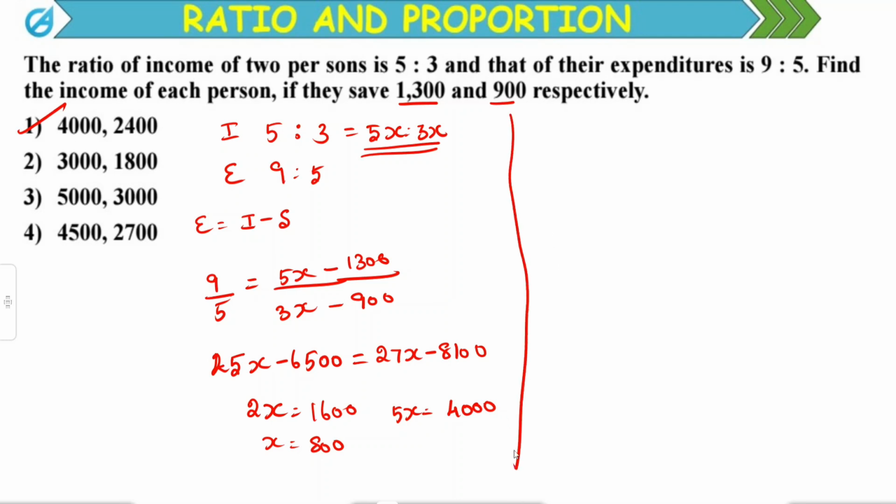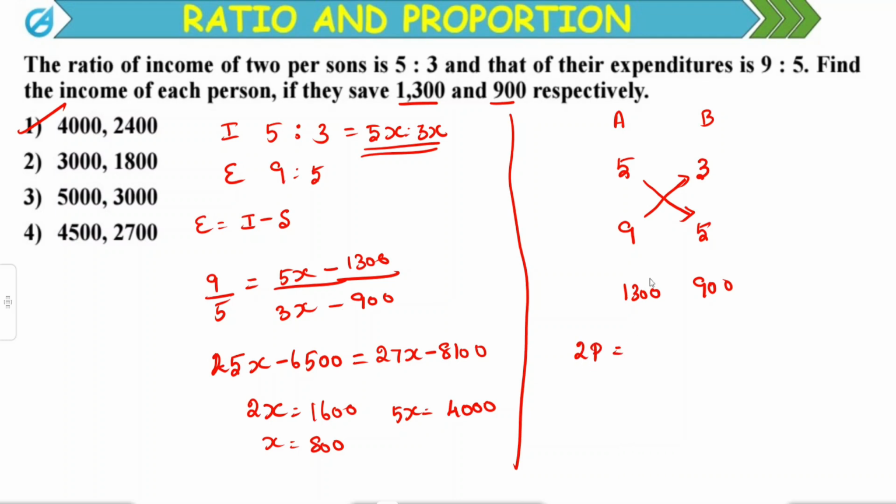So again, we will solve by the ratio method. What is the income of two persons? Let me take the first person as A and the second person as B. What is the income ratio? 5, 3. What is the expense ratio? 9, 5. What are their savings? 1300 and 900. So first, what we need to do is cross multiply. 5 fives are 25. 9 threes are 27. What is the difference between 25 and 27?